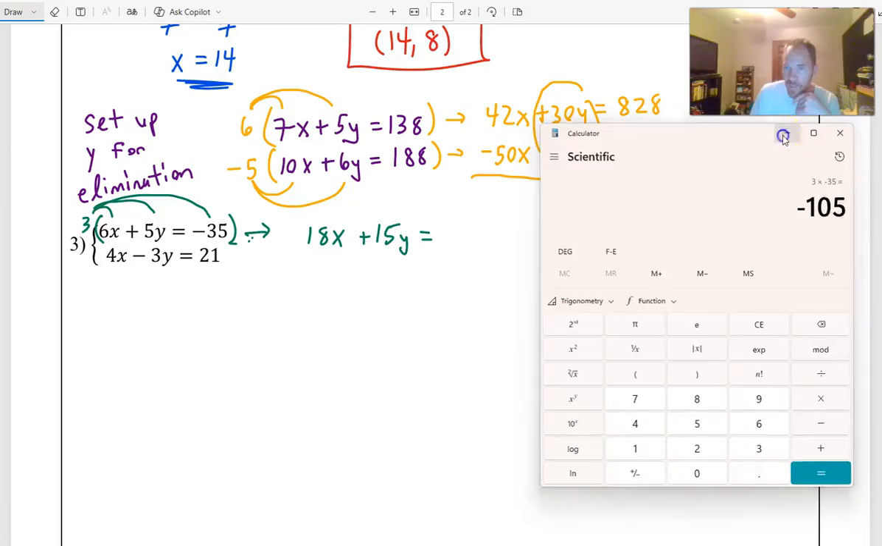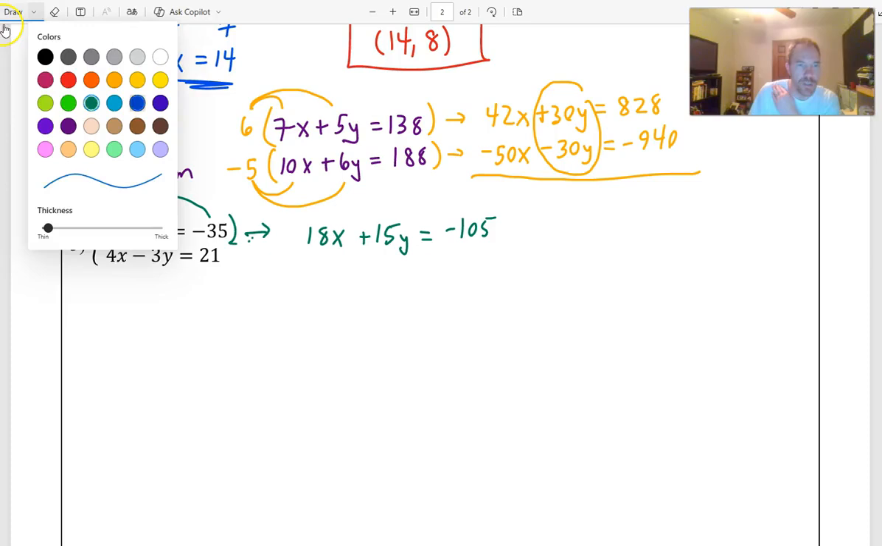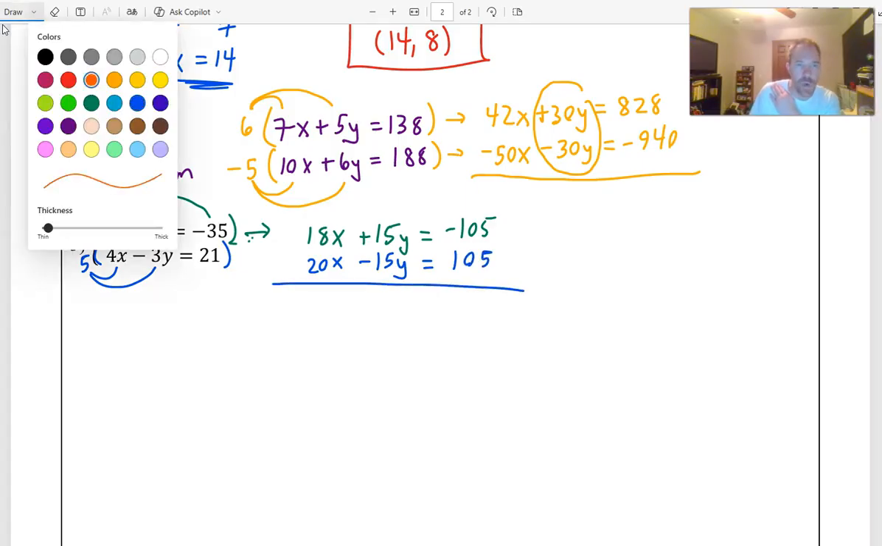Negative 105, there we go. For the second equation, I'll switch up my color here. Again, I'm just going to take the 5. I'm already going to get a negative 15y. 5 times 4x will be 20x. 5 times a minus 3y is a negative 15y. There's my opposite coefficients there. 5 times 21 is 105. Ooh, here's something interesting. We're going to get 0.